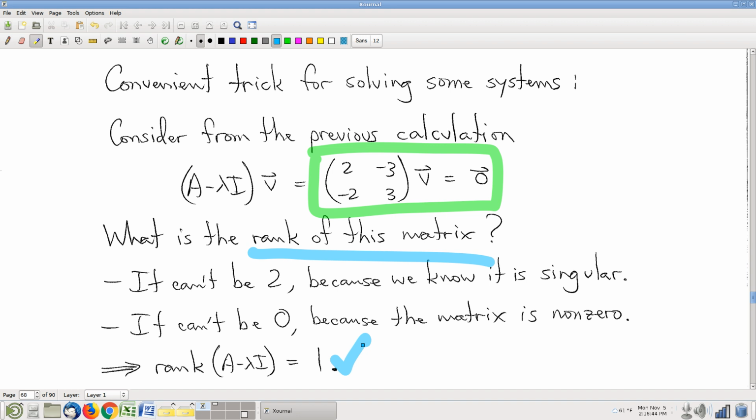It can't be 0. If the rank were 0, that means the whole matrix is all zeros. That's obviously not the case. So by process of elimination, it's not 2, it's not 0. The rank is 1.